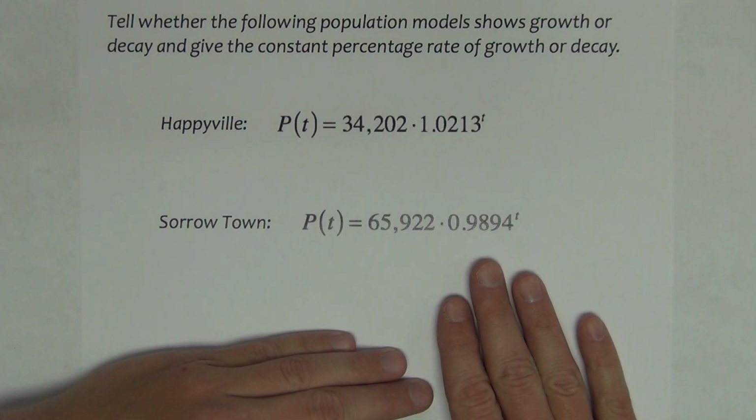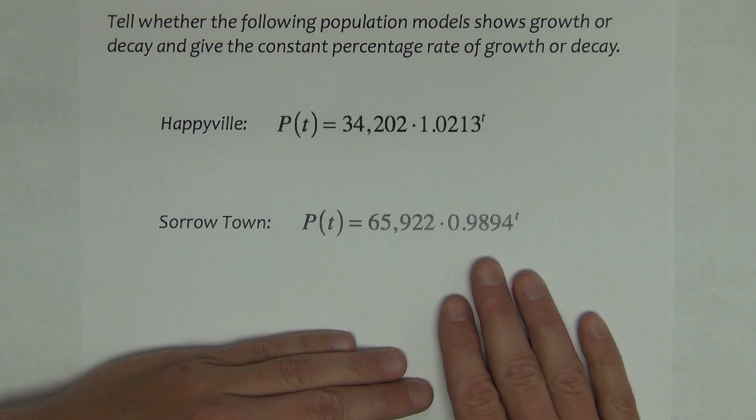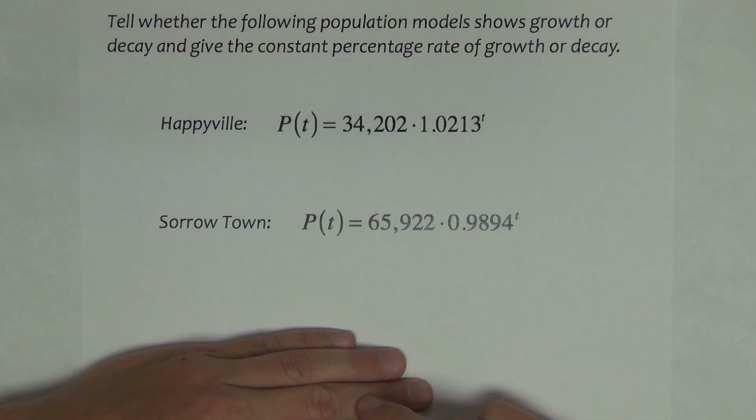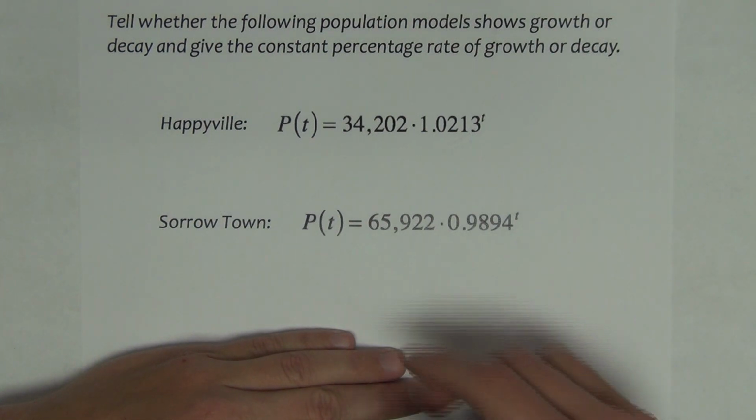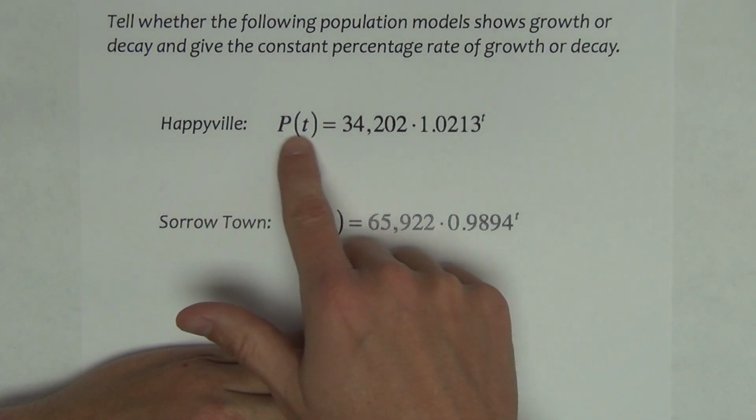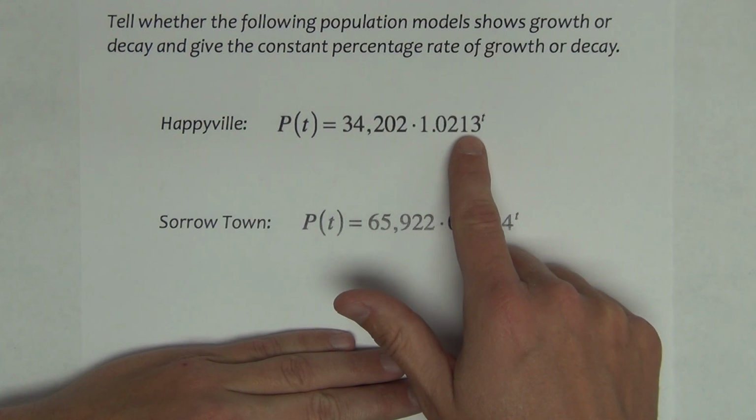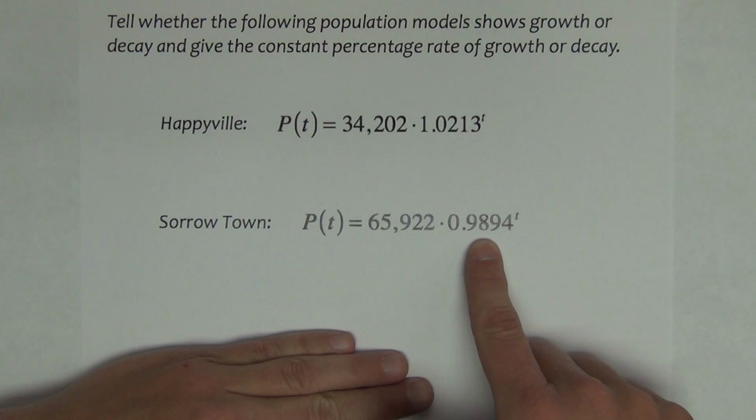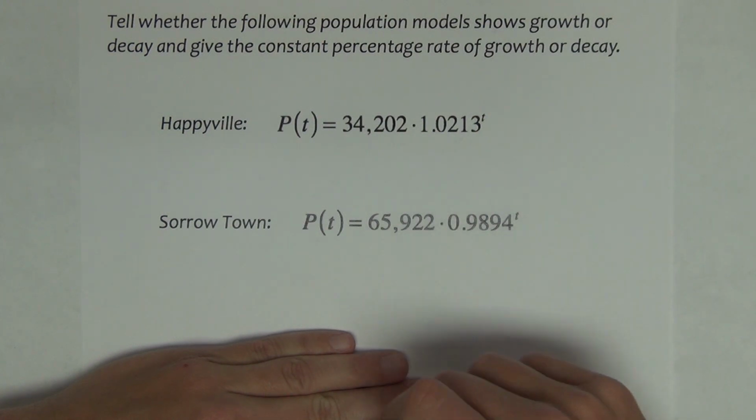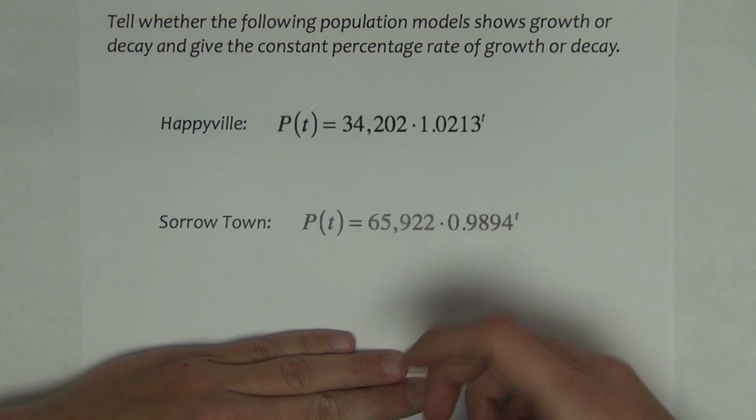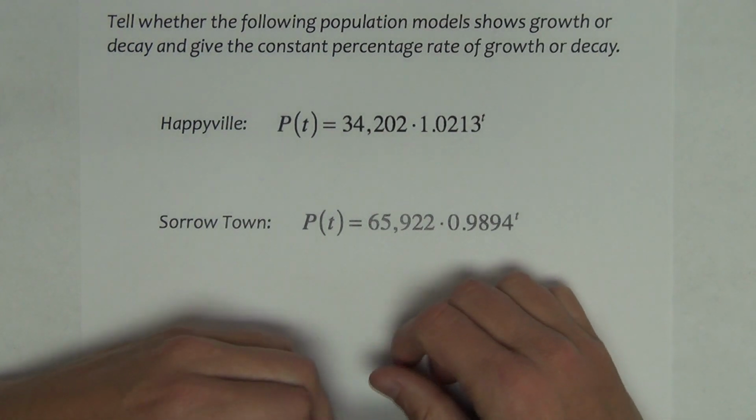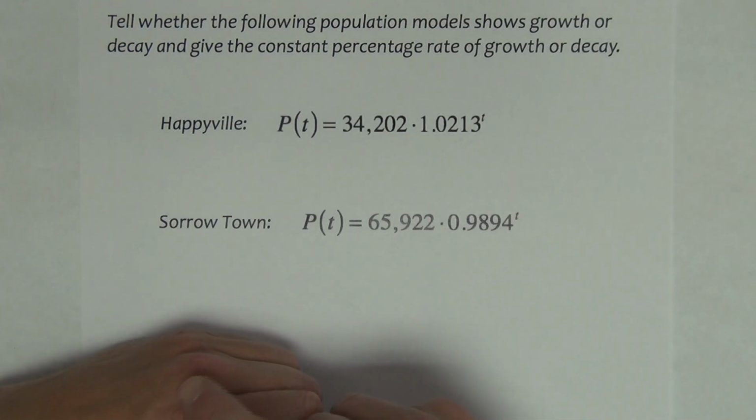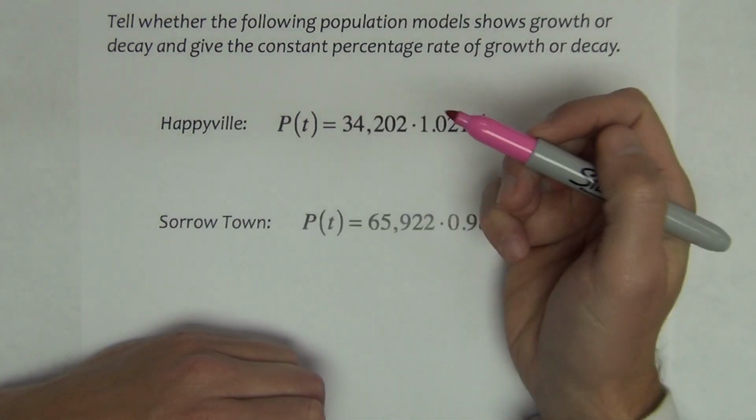In this slide, we're asked to tell whether the following population models show growth or decay and to give the constant percentage rate of growth or decay. So we've got two cities. One is Happyville, and here's the function that models their population. The other one is called Sorrowtown. Here's what models their population. You might already have an idea why one is called Happyville and the other Sorrowtown as it relates to growth and decay. Let's talk about Happyville first.